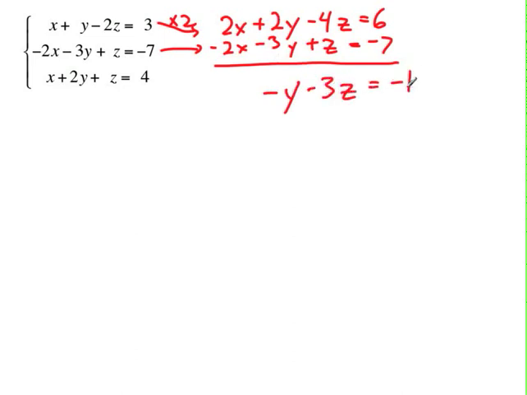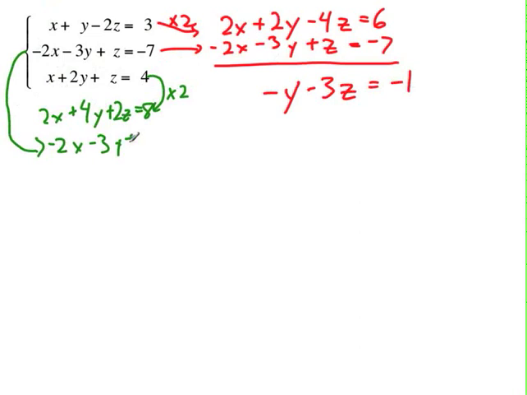All right? So now what I'm going to do is I'm going to multiply this guy by 2. And then I'm going to bring this guy straight down. So this guy multiplied by 2 is going to be 2x plus 4y plus 2z equals 8. And bring this one straight down, you get negative 2x minus 3y plus z equals negative 7. This will go away. This becomes y. This one becomes 3z. And then 8 minus 7 is going to be 1.